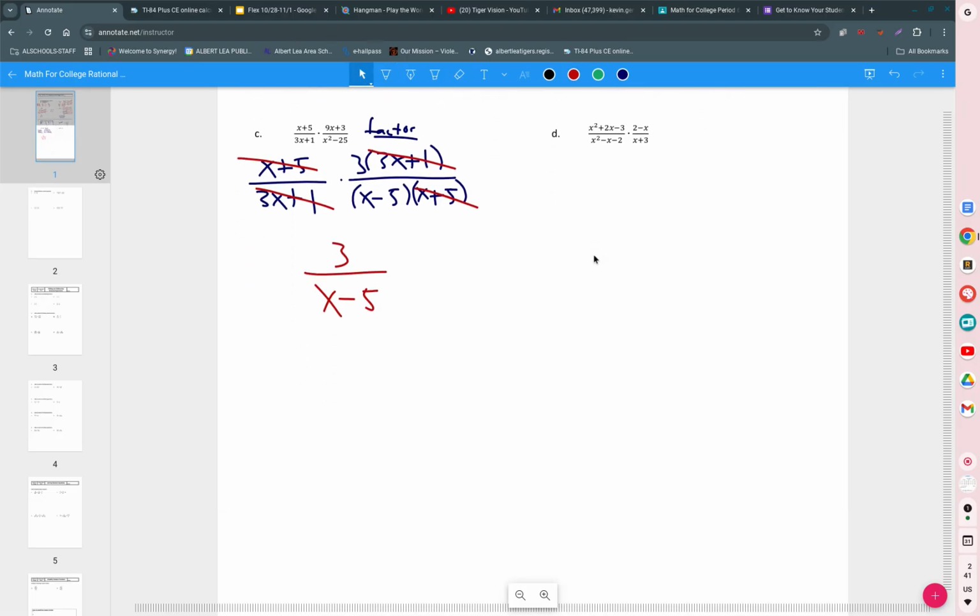Last one for letter D, then we'll move to the back side and we'll divide. Notice the top factors to x plus 3 times x minus 1. If you need a review of factoring, that's something that we're gonna need to sit down and go over together sometime before or after school, okay? The bottom factors to x minus 2 times x plus 1.